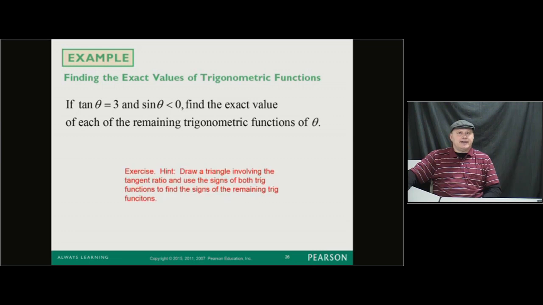But you know, I think I'm going to leave this one for you. Okay, and I gave you the hint here. Draw a triangle involving the tangent ratio and the sines of both trig functions to find the remaining trig functions, which we did. We found out we were in the third quadrant, so only the tangent and the cotangent are positive in this quadrant.